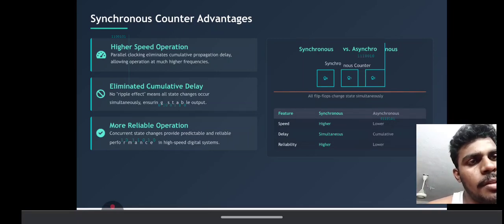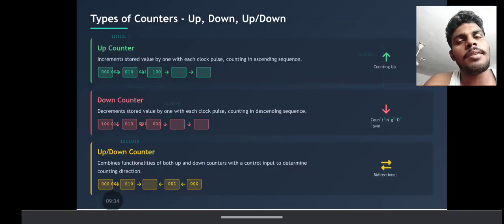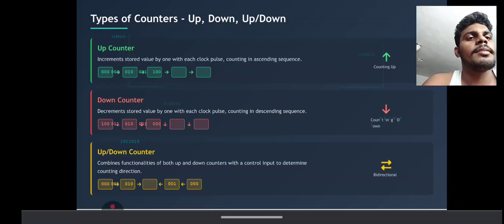Synchronous is reliability higher, asynchronous is lower. There are types of counters: up, down, and up and down. An up counter increments, storing the value plus 1 at each clock pulse, counting in an ascending sequence. A down counter decrements, storing the value minus one at each clock pulse.